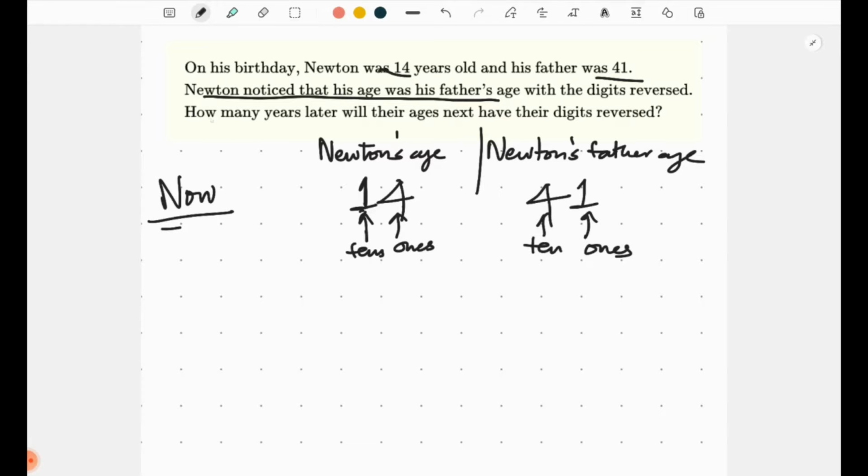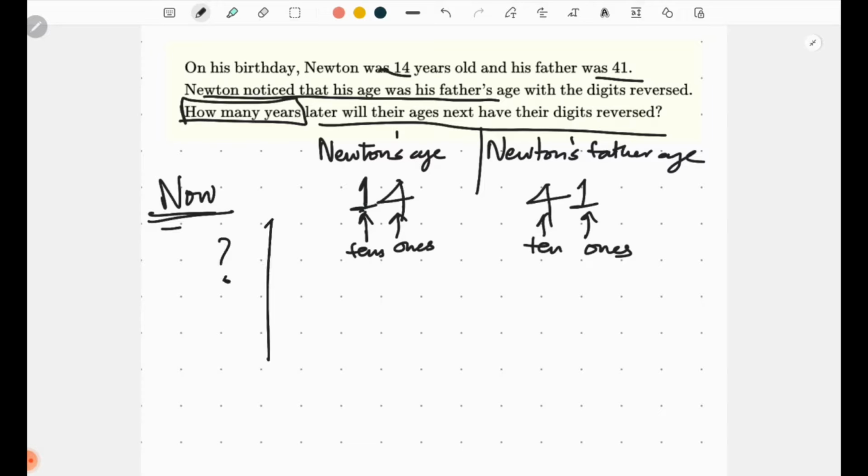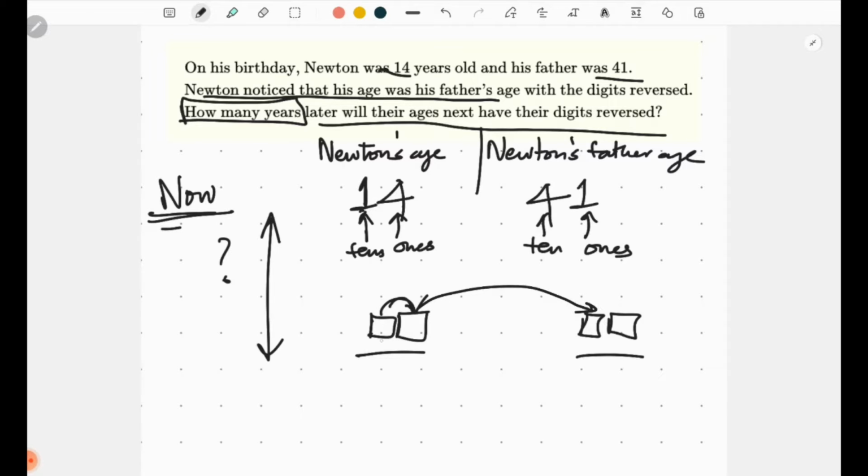So the question asks for how many years later will their ages next have their digits reversed. So now this scenario is happening, right, where the digits of their ages are reversed. How many years later is this going to happen again? What is going to happen again? Where the digits of their ages get reversed. So whoever is here would come here and whoever is here would go here. When is this going to happen? How many years from now is this going to happen again? That's the question.